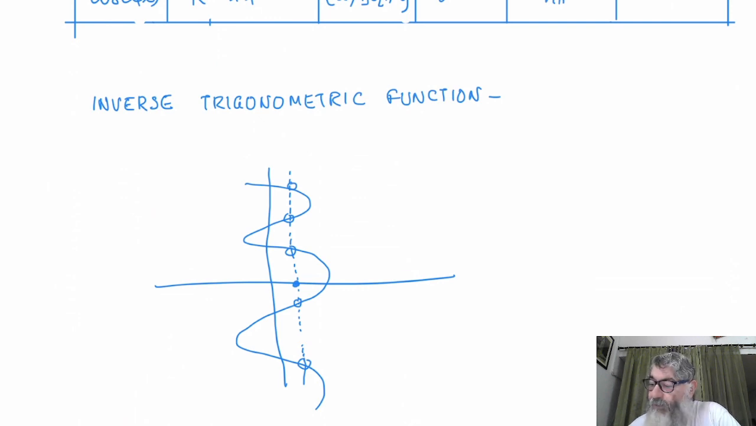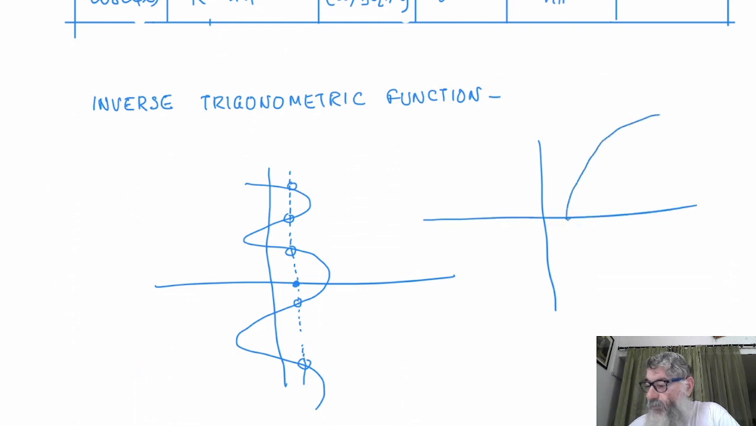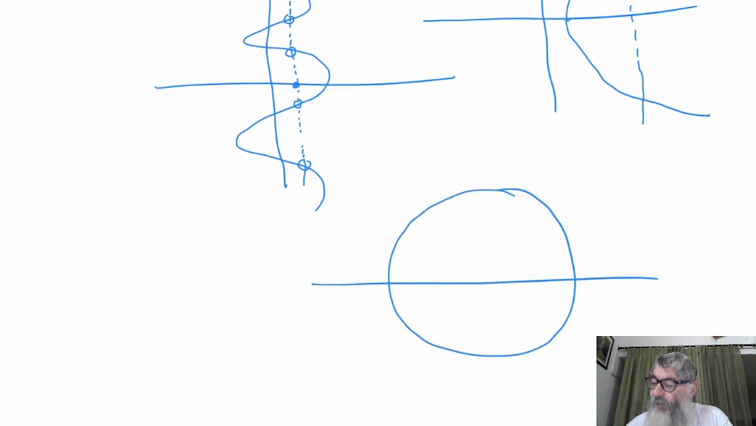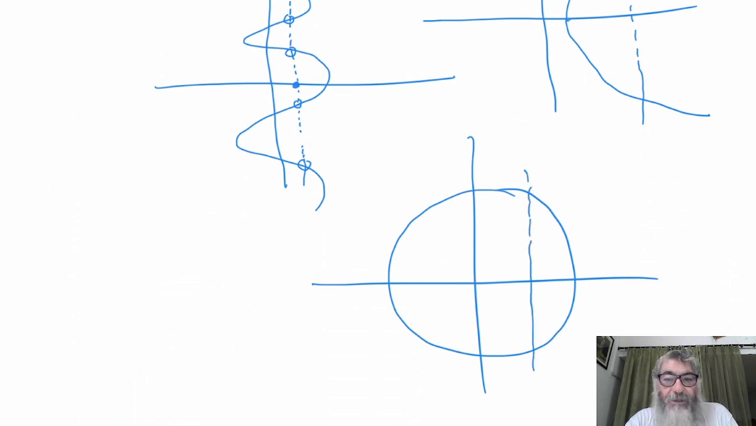For example, this is the curve, and if I draw a vertical line, it will be cutting the curve at 2 points. So it is not a function. Similarly, suppose this is a circle and I draw a vertical line here, it is cutting at two places. So it is not a function.